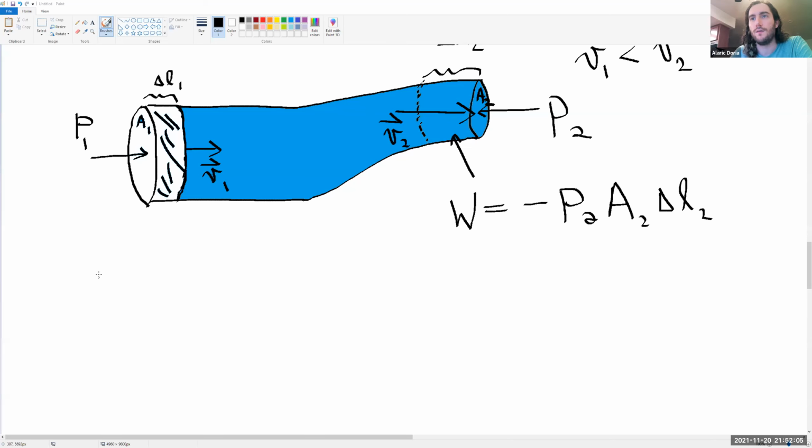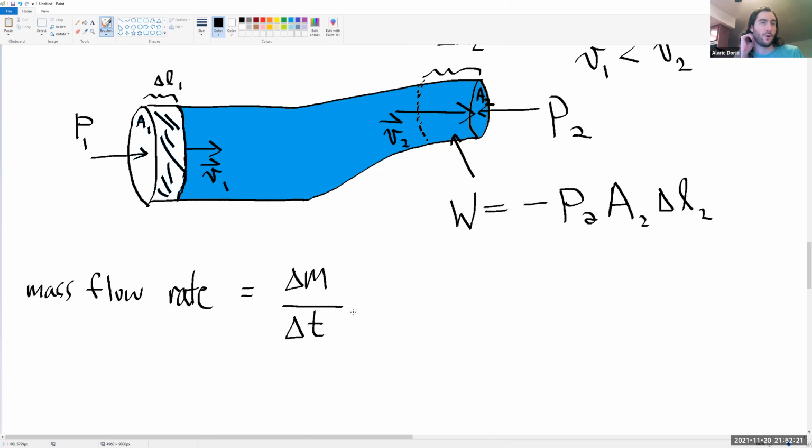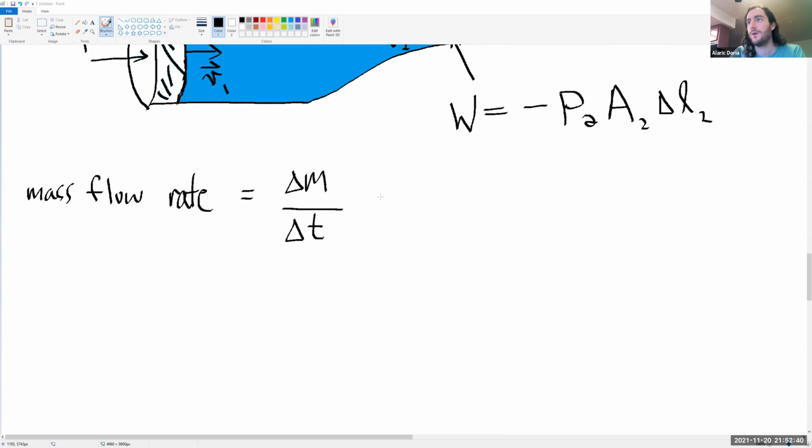Mass flow rate is defined as an amount of mass that flows through a portion of the pipe in a given amount of time, delta T. This applies for an incompressible fluid like water, for example, not like gasoline. Gasoline is not an incompressible fluid, so this wouldn't apply in that situation. But a lot of fluids are incompressible. You can write the mass as density times volume.